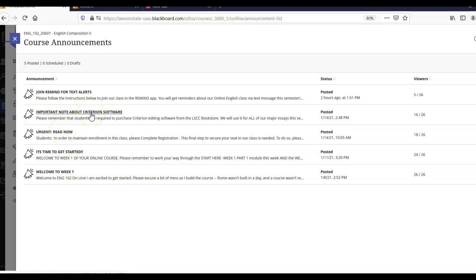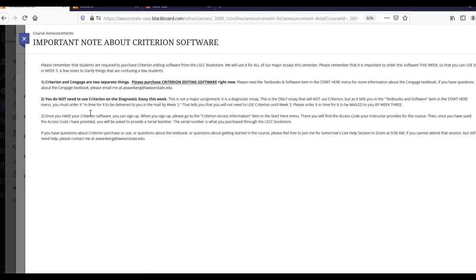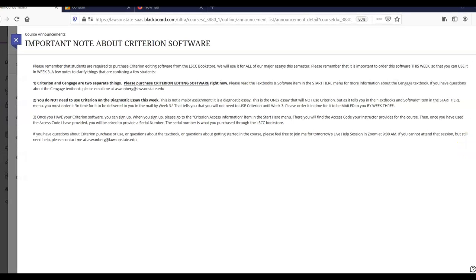This is a note about Criterion software. I'm actually going to go ahead and open this and make sure people have seen it and understood it. I'm asking you to purchase Criterion for this class. There is no required textbook for this class, just the Criterion software, but the Criterion software is required. I'm asking you to purchase it now so that they have time to send it to you before you need it.